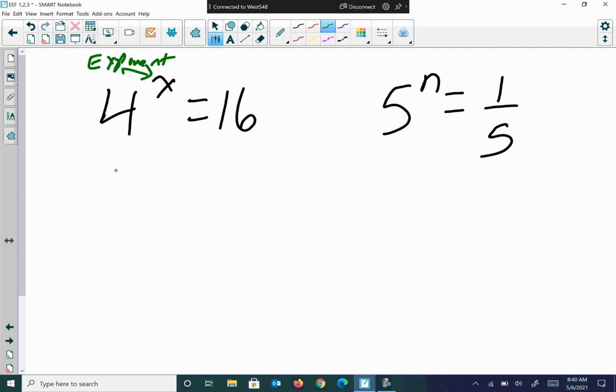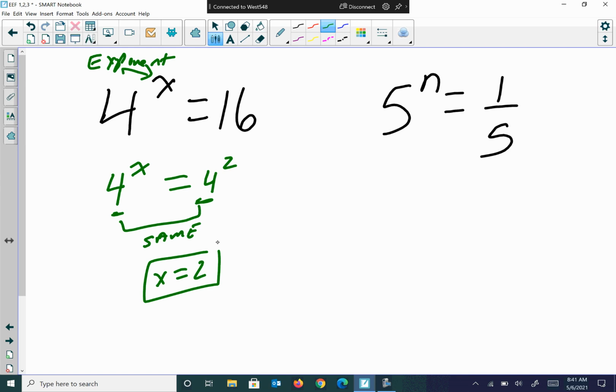Okay. I'm going to make one move here. Everyone agrees with this, yes? I'm just bringing it down. 16 is the same thing as 4 squared. Agreed? So now I have the same bases. So you know that x has to equal 2. Because it's not a square root, it's an exponent. So 4 squared is 16.